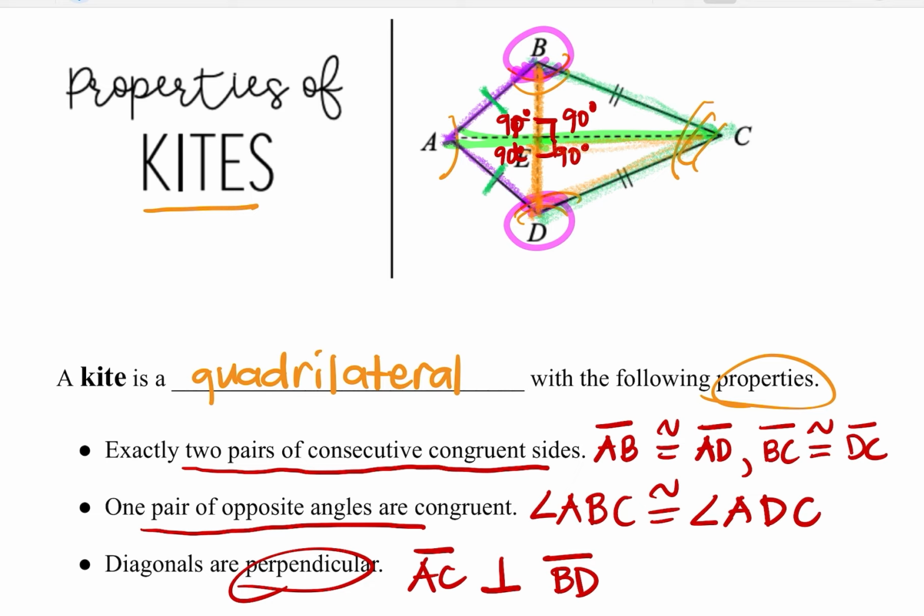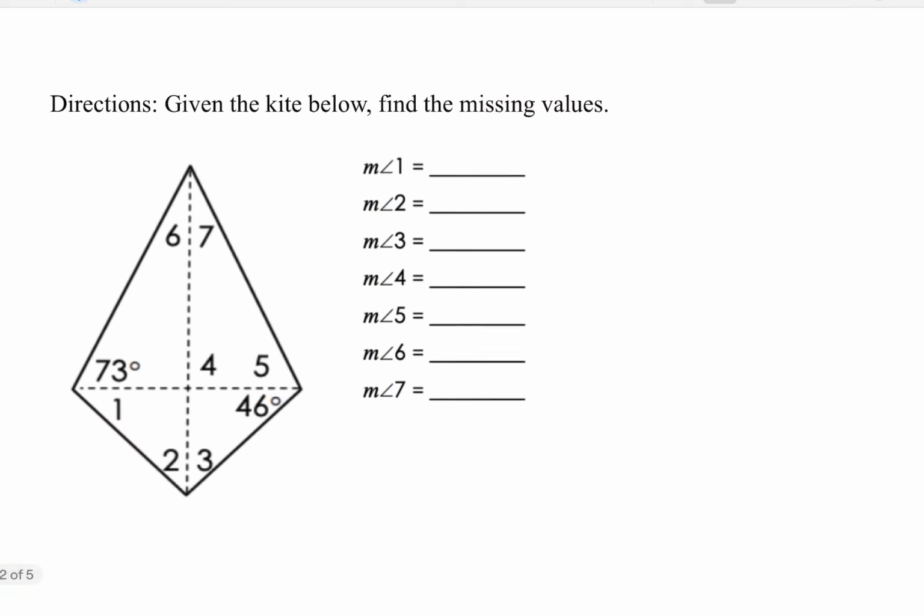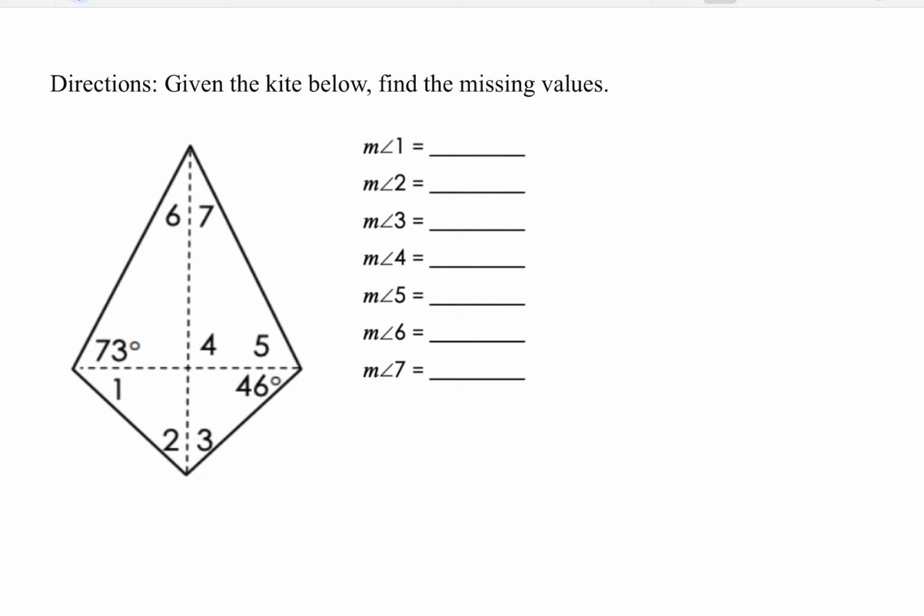Let's use this concept in this example. Given the kite below, find the missing values. If we may recall, a kite is comprised of four triangles, and these triangles are right triangles. So the angles in the middle are right angles. If we know one given angle, we should be able to find the unknown angle. So I'm looking at angle 3.